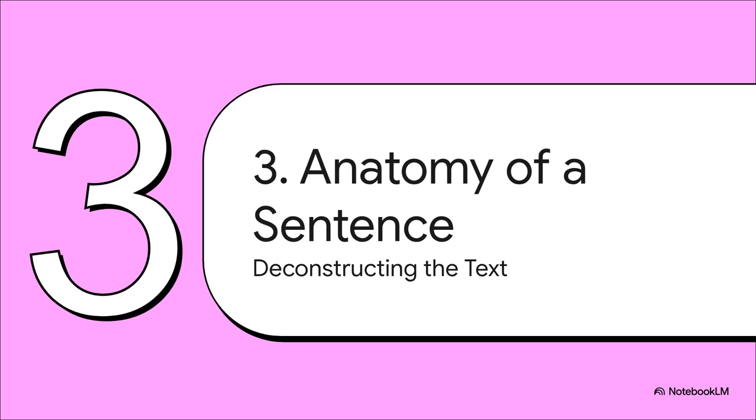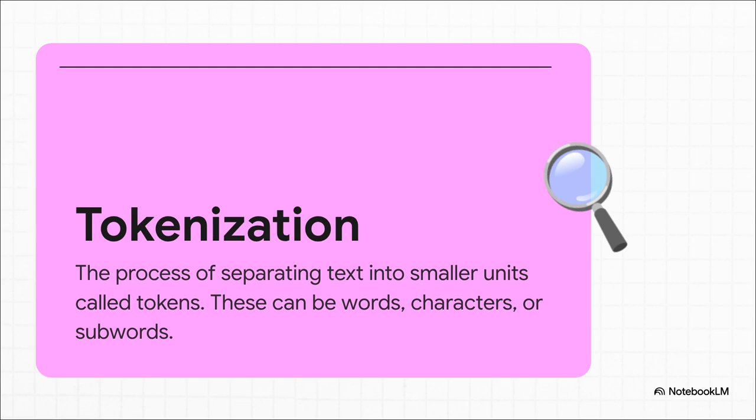Okay, section 3, anatomy of a sentence. So our text is clean. Now it's time to deconstruct it. At this stage, we're going to break the text down into its fundamental components. This process is called tokenization. It's simply the act of splitting a string of text into a list of smaller pieces, which we call tokens. Honestly, this is one of the most fundamental, foundational steps in all of NLP. It's how we go from an unstructured string to a structured list we can actually work with.